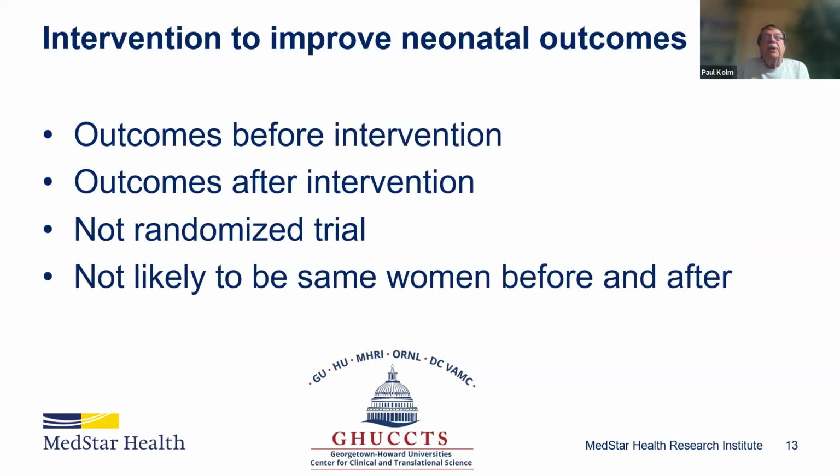So I want to give an example here of a study that we did quite a while back. This is an intervention to improve neonatal outcomes. We have outcomes before the intervention, and then we have outcomes after the intervention. The outcome they're interested in is birth weight. Obviously this is not a randomized trial because you're going to have different patients before and after, although I guess it's possible you might have some that are the same from the pre and the post.